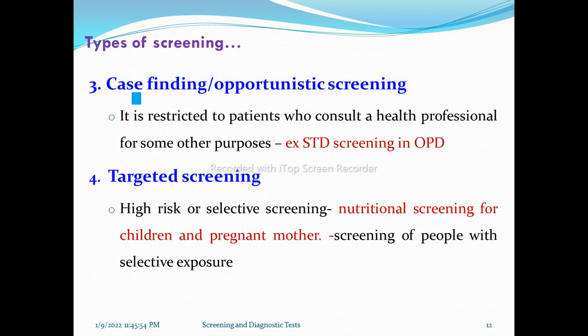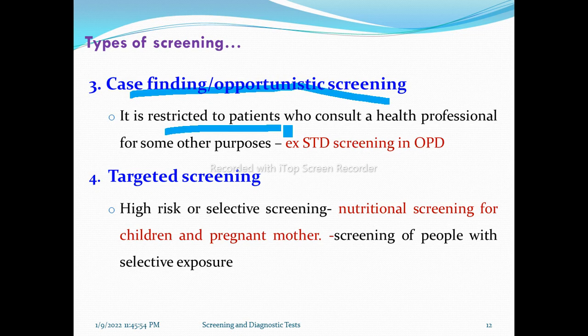The third one is case finding or opportunistic screening. It is restricted to patients who consult health professionals for some other purpose. Example, sexually transmitted disease screening in OPD. This is mostly done, but it is limited to those individuals who seek treatment or go to health professionals. For instance, if you want to find an STD in the population, the health professional, while treating patients, will simultaneously find cases of STD.